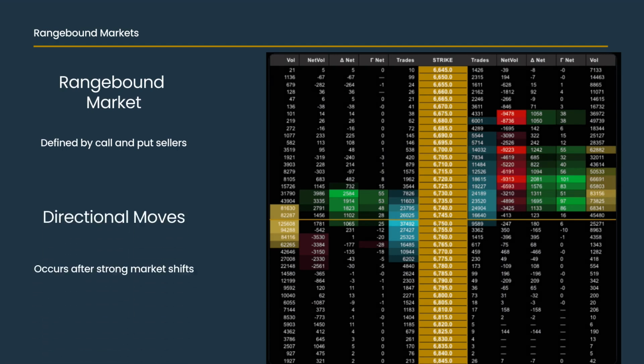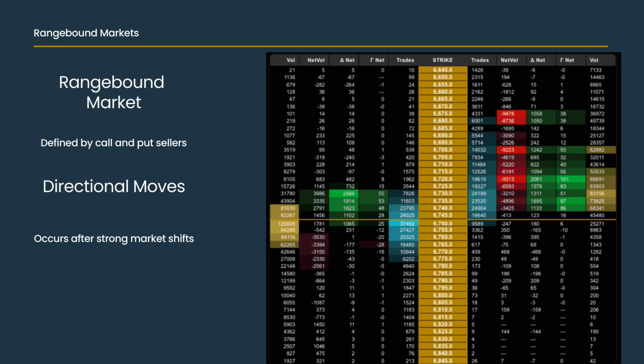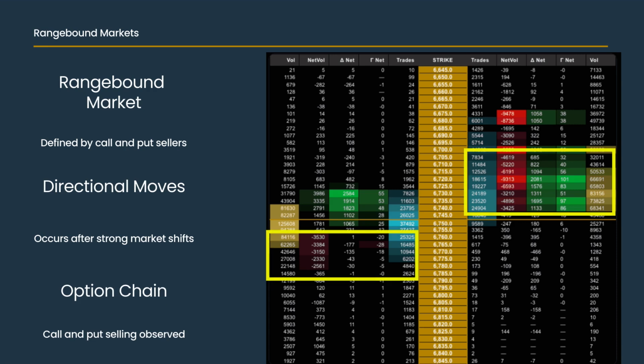This can occur after a strong directional move, when traders on both sides begin selling premium and effectively contain price, or on quieter sessions when no clear directional trend develops. On the option chain, you'll see call and put selling building simultaneously, creating opposing walls of resistance and support. Price tends to oscillate between these zones as dealer hedging activity keeps movement constrained.